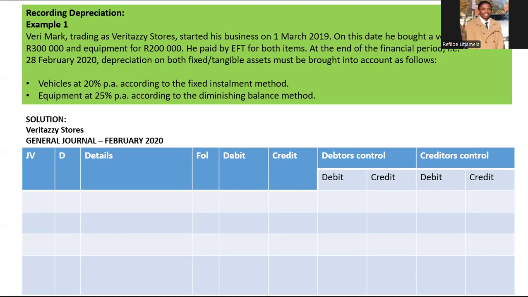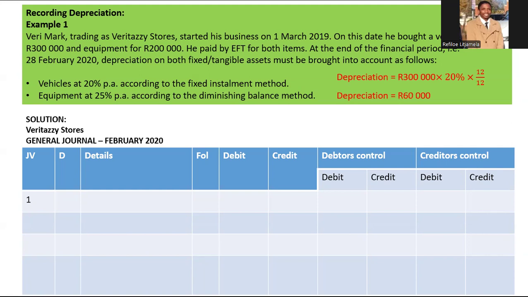And to calculate depreciation, you will multiply the rate by the cost of the asset. Let's start with vehicles. For vehicles, you will take 300,000 times 20% times 12 over 12, because it was used for the entire year. That will give you 60,000 rand.